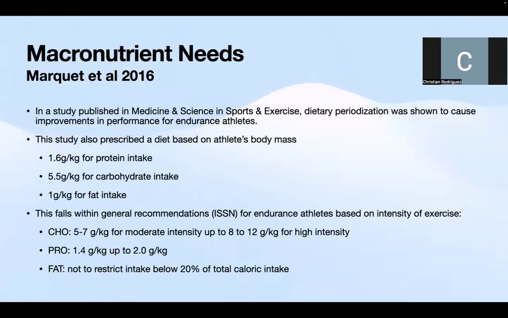Macronutrient needs specific for triathletes. This is based on Marquet et al., 2016. In a study published in Medicine and Science in Sports and Exercise, dietary periodization was shown to cause improvements in performance for endurance athletes.